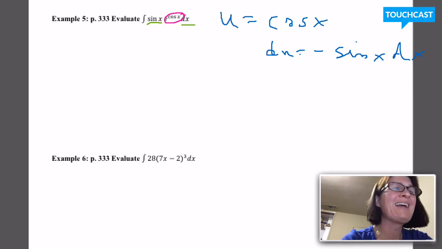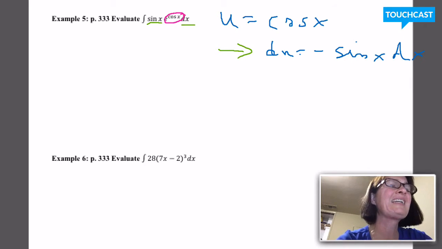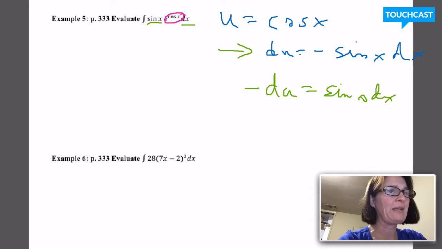So if sine x dx is what's left in your integral, then you might find it easier to take this expression and isolate sine x dx instead of isolating just dx. So I'm going to multiply both sides by -1, and I'm going to have the opposite of du equals sine x dx. And then if you're ready to make that substitution, notice you have this integral with a sine x and a dx in it. I'm going to replace that part with negative du.